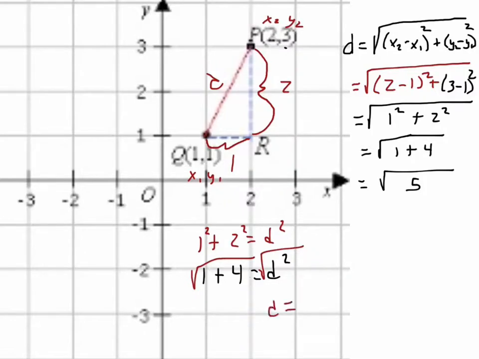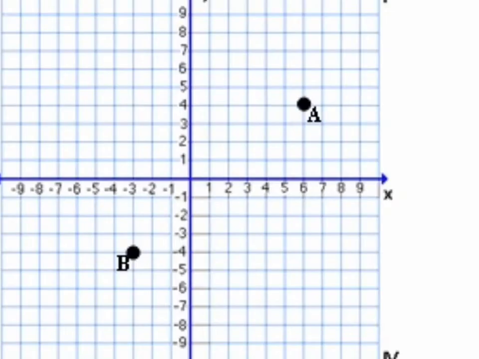D equals the square root of 5. And if you weren't, I just put you there. Alright, so that's how you find the distance between 2 points on a coordinate plane. So let's try these ones. So we want to find the distance between these 2 points. That's not good. So we can use our distance formula.